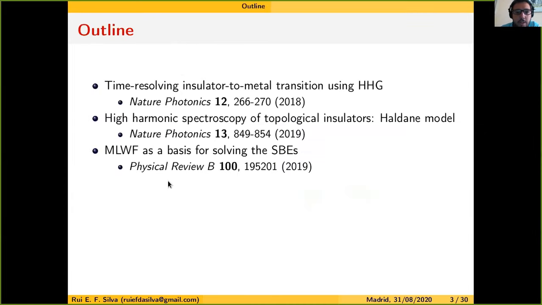So I'll just give you the menu of the talk. I will start talking about how we can time resolve the insulator to metal transition in a strongly correlated material using high harmonic generation. Then I will talk about how we can distinguish between different topological phases in the Haldane model using high harmonic generation. And I will end my presentation by showing you the maximally localized Wannier functions as a good basis for solving the semiconductor Bloch equations.